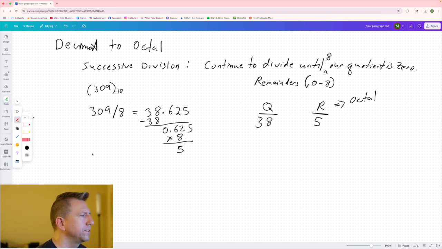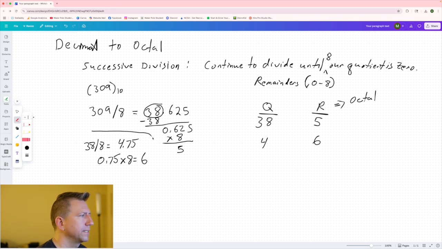So we can continue to do that. Now I have my new quotient, which is 38. I can take 38 divided by 8, and when I do that, I get 4.75. Using that same process, I take the 4 into the quotient, and then 0.75 multiplied by 8 gives me the number 6. So the remainder is 6.